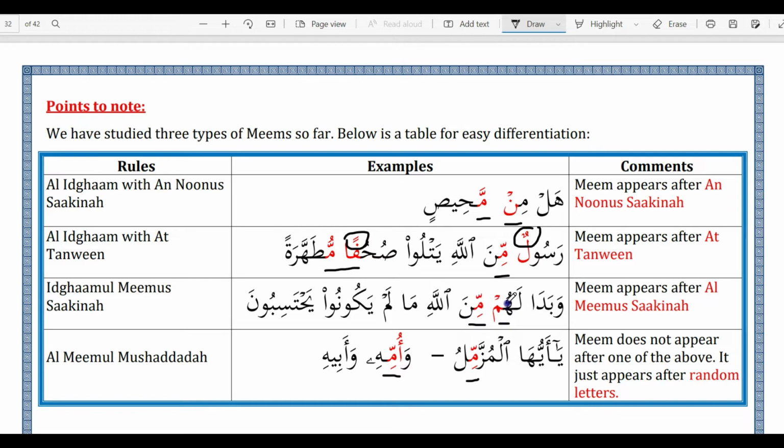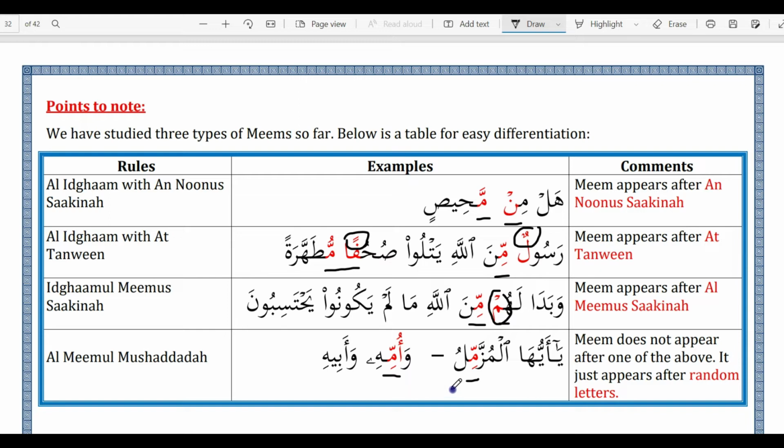If the letter that comes before it is a meme with a sukoon, then it is not meemul mushaddada. It's idghamul meemus sakina. Anything else than these three, the Nun Saakinah, the Tanween, or the Meemus Saakinah, any letter that comes before it without the Tanween and these, then it will be Meemul Mushaddada.